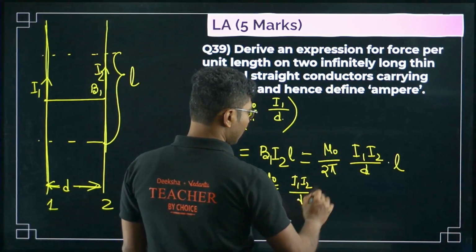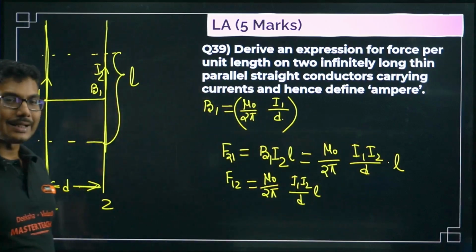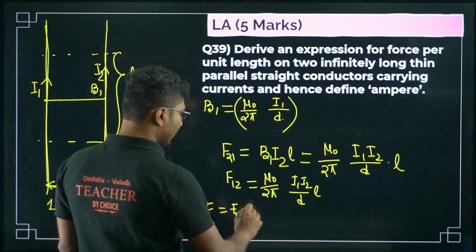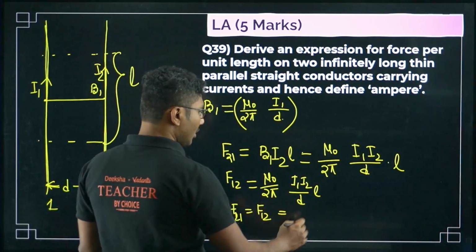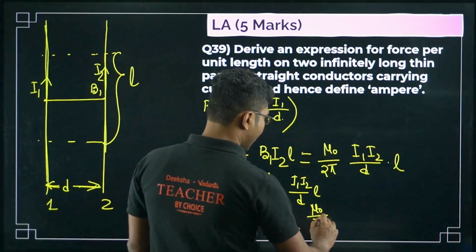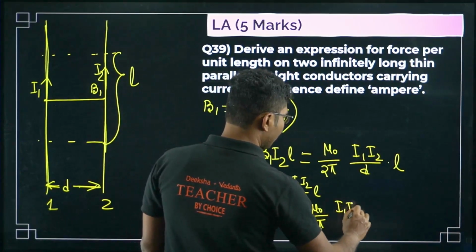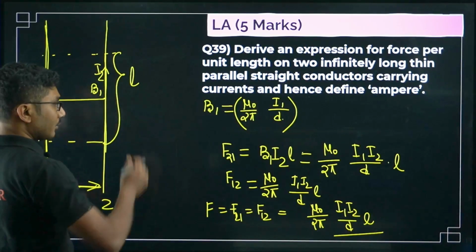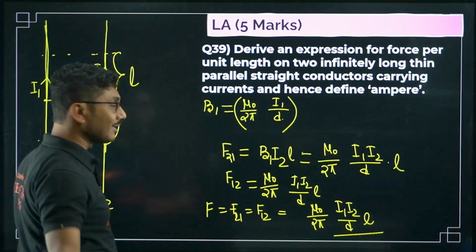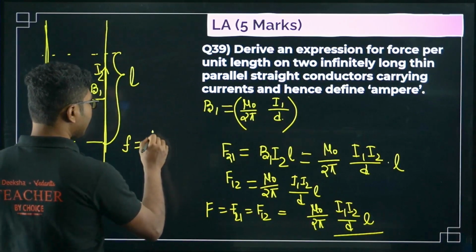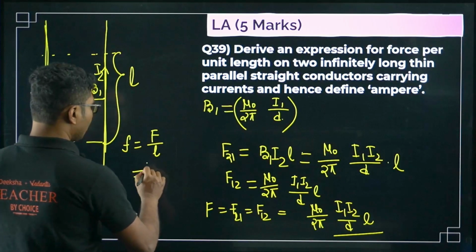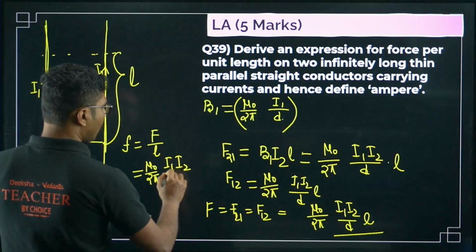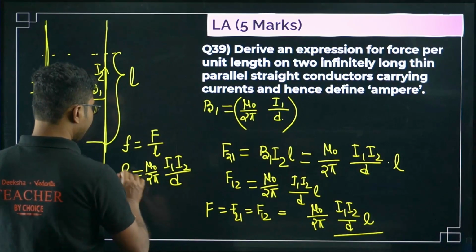Right, you can see the symmetry, so you can just say that by symmetry they will be the same. So F is equal to F21 equals F12 equals mu naught by 2 pi, I1 I2 by d, into L. Now this is not done. This is the total force. Now you have to find the force per unit length. So force per unit length is F by L, that is mu naught by 2 pi, I1 I2 by d. Okay, this is the force per unit length.